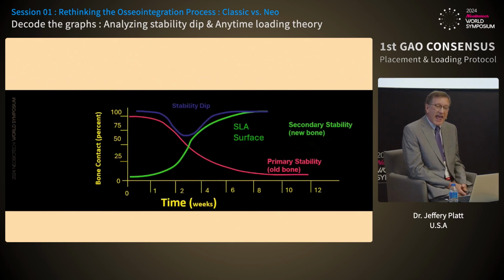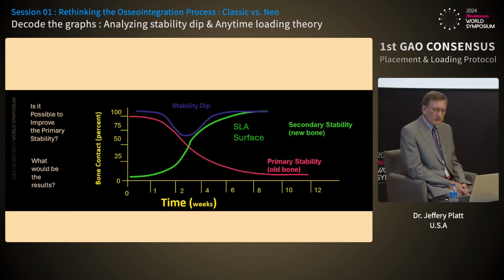After the SLA active surface treatment improved the secondary bone growth, we began restoring implants in 2 to 3 months post-surgery. But no one has really ever worked on the primary bone loss and changing the stability curve until Neobiotech and Dr. Ha proposed that it might be possible to improve that primary stability curve. And what would be the result of that change? And this began the theory of anytime loading.